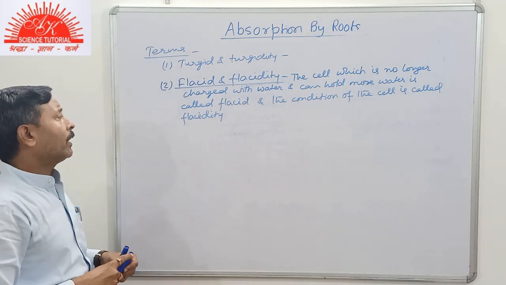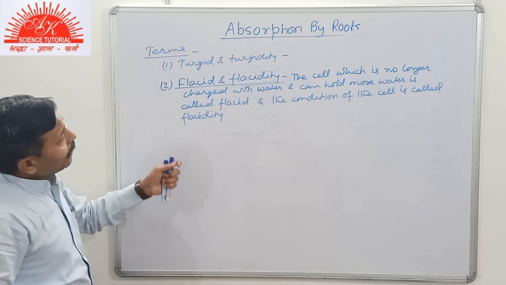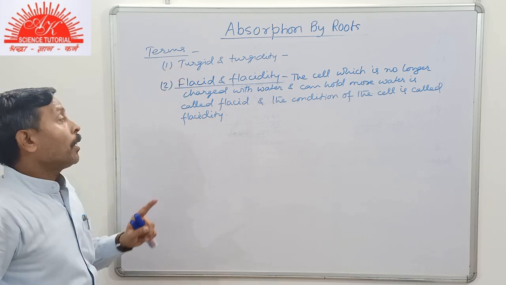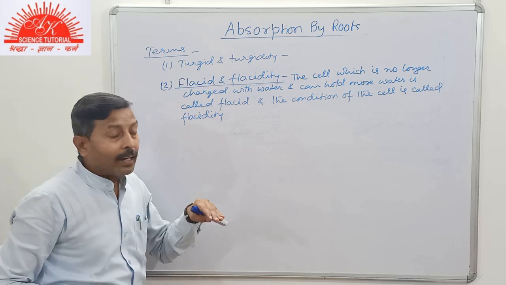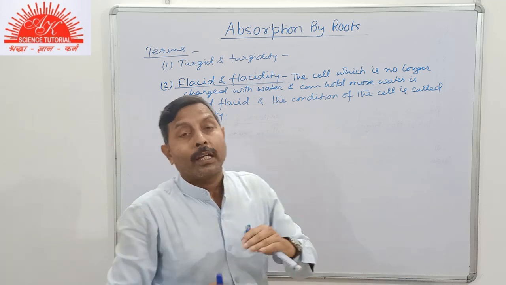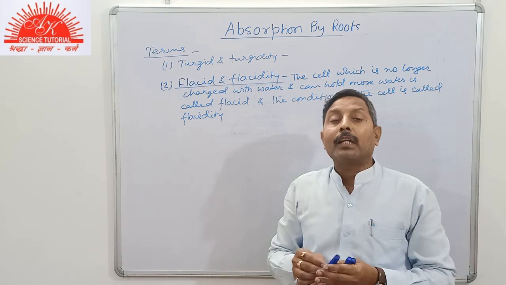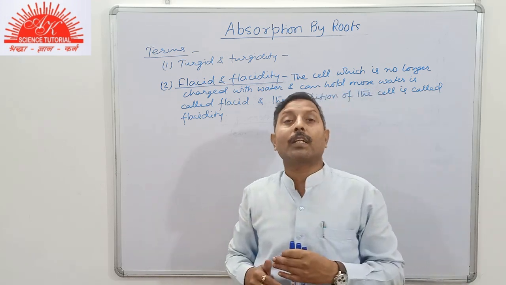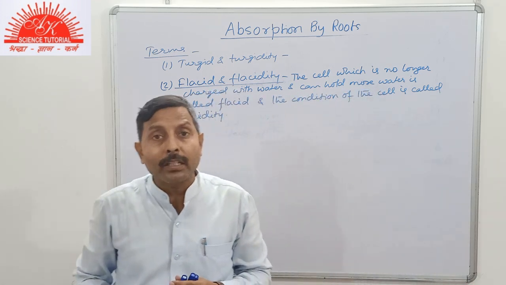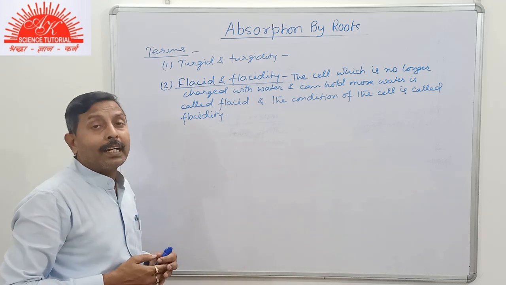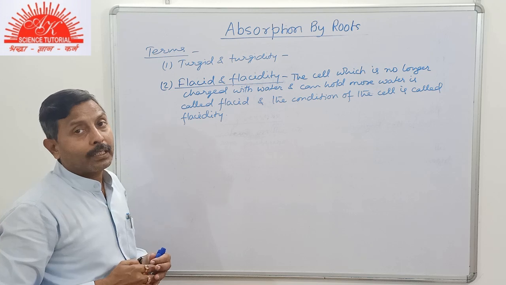Now you can see, students, that a cell can become turgid only due to endosmosis, but the cell can become flaccid due to exosmosis, due to less water, or due to evaporation of water from the surface. The cell gradually dries up. In all these cases, the cell will become flaccid. It can hold more water in it.